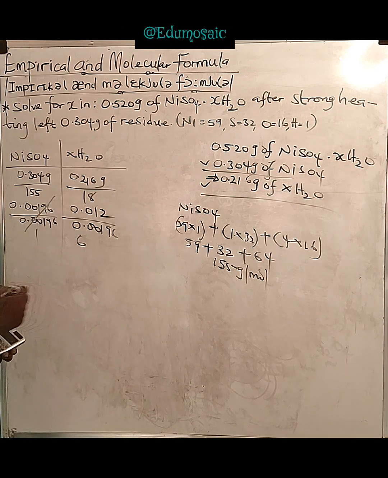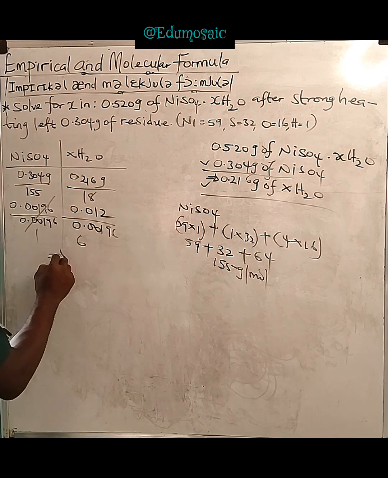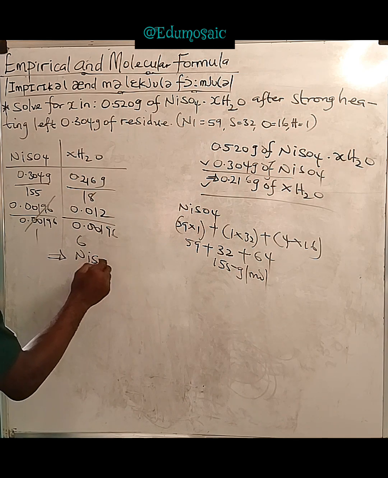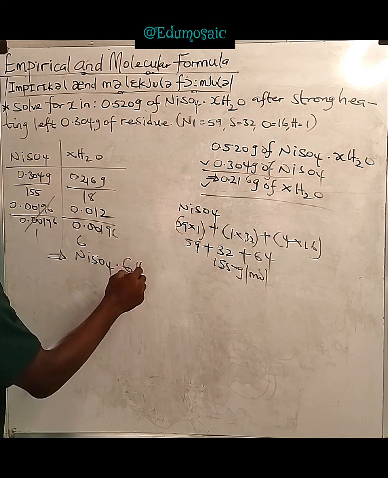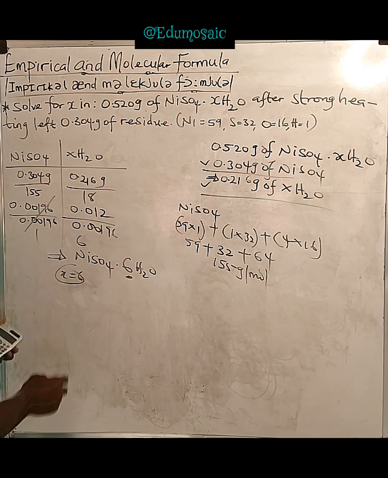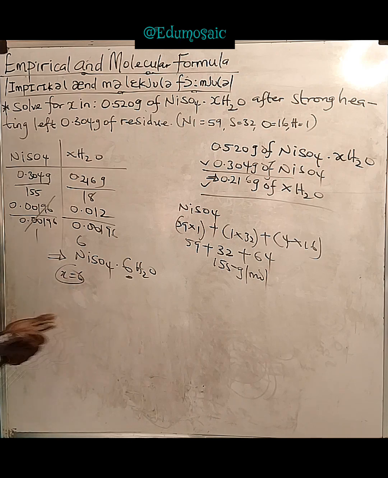So 6 point something, approximately 6. So what do we have? What we have here is NiSO4 and 6 crystals of water. So the X is 6. As easy as that. It's very simple.